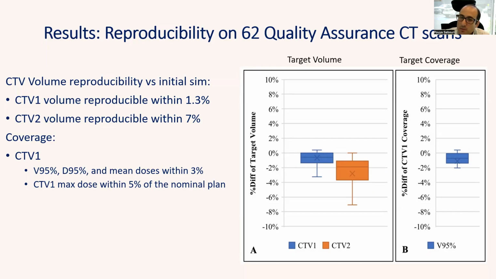On the right, we are looking at target coverage, specifically V95 for CTV1, and the majority of these cases were within a few percent of the planned dose, which is quite solid. In terms of the dose, we found that V95, D95, and mean doses for CTV1 stayed within 3%, and the max dose was within 5%. So overall, we are seeing that the breath hold technique is not only effective, but reproducible across the treatments.